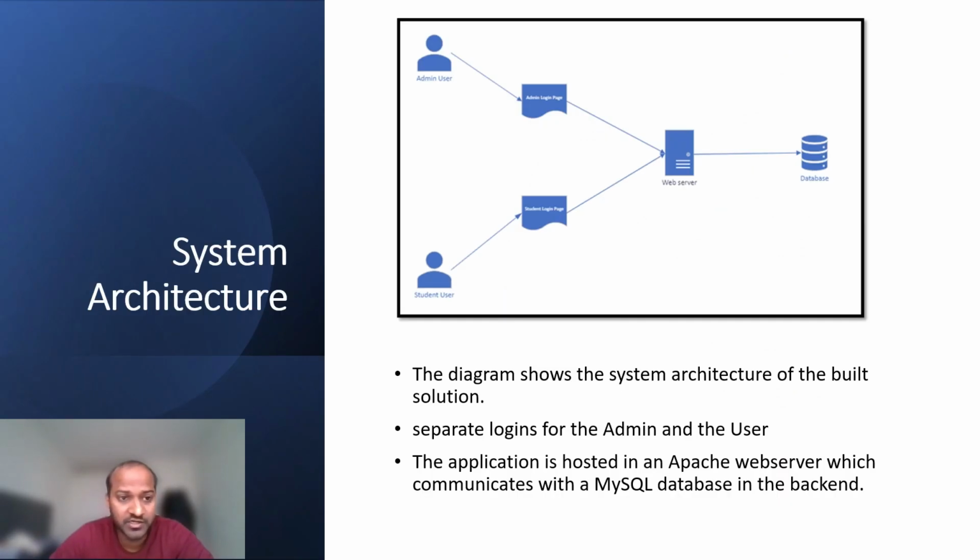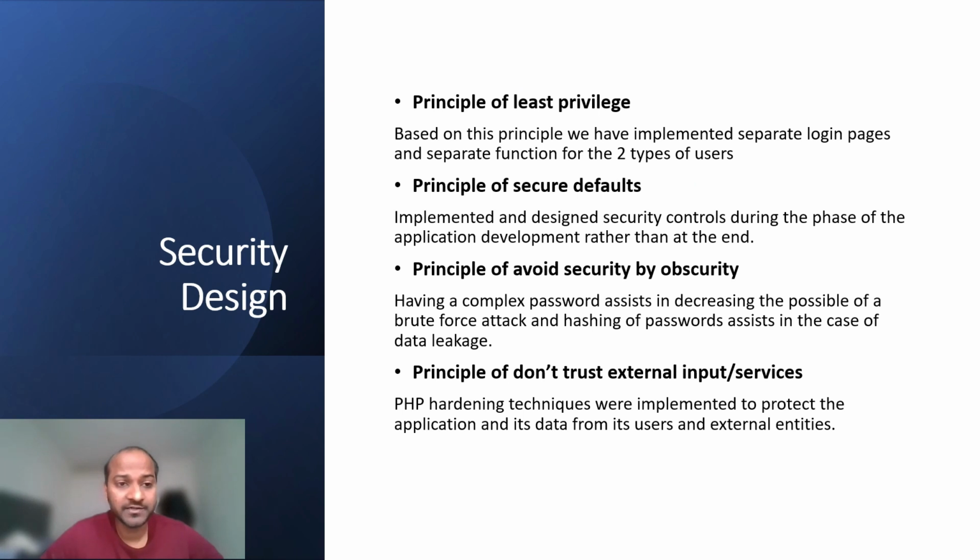This is our architecture where you can see two separate login pages for the user and the admin. We have used Apache server to host the website, and MySQL has been used as the database in the backend. We have followed four security principles. The first one, least privilege, where we use two user privileges, that is admin and the user. Secure defaults, where we implemented the security features from day one of our development phase. As per the principle of security by obscurity, we used password complexity and password hashing. As per the don't trust external principle, we followed the PHP hardening method in case the data gets leaked.